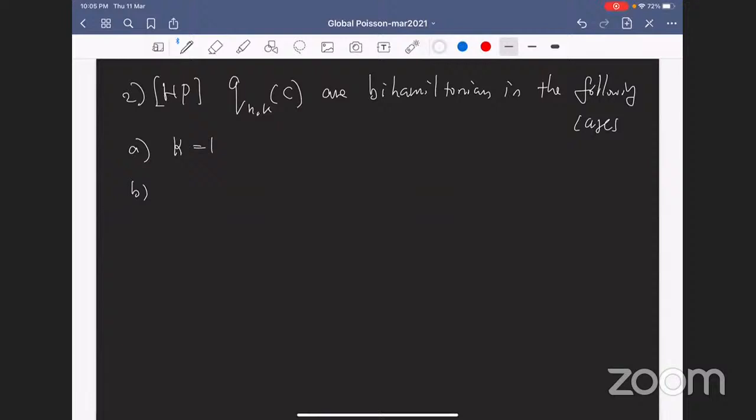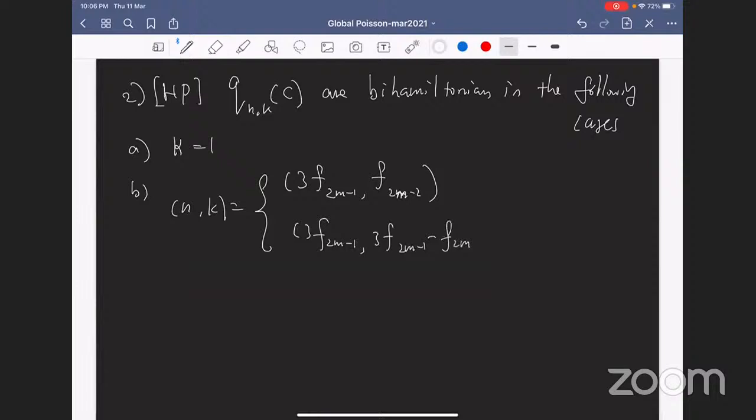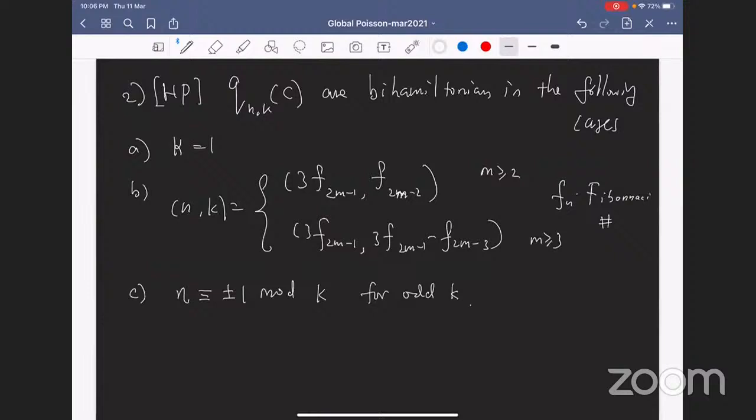Or if (n,k) belongs to the following two categories, where m is an integer bigger than 2 and bigger than 3, and F_n is a Fibonacci number. If (n,k) equals these pairs, then the corresponding Q_{n,k} are bihamiltonian. The last class that we were able to prove is when n is equal to plus or minus 1 mod k, for all k. It might look very strange why it holds for these classes, but actually the conjecture is that this holds for any (n,k), but we are only able to prove these three cases so far.